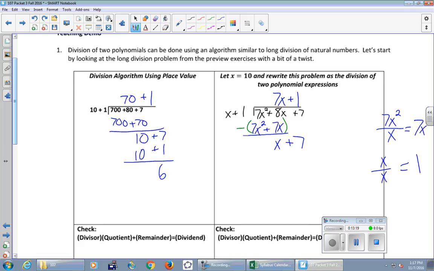Multiply what by what? That 1 times the x plus 1, not just the x, but the whole thing over there. So 1 times x plus 1 is x plus 1. 2x plus 8. Oh, I did it again. Just not having a good day. Subtract. What do we get? 6. 6 is good.